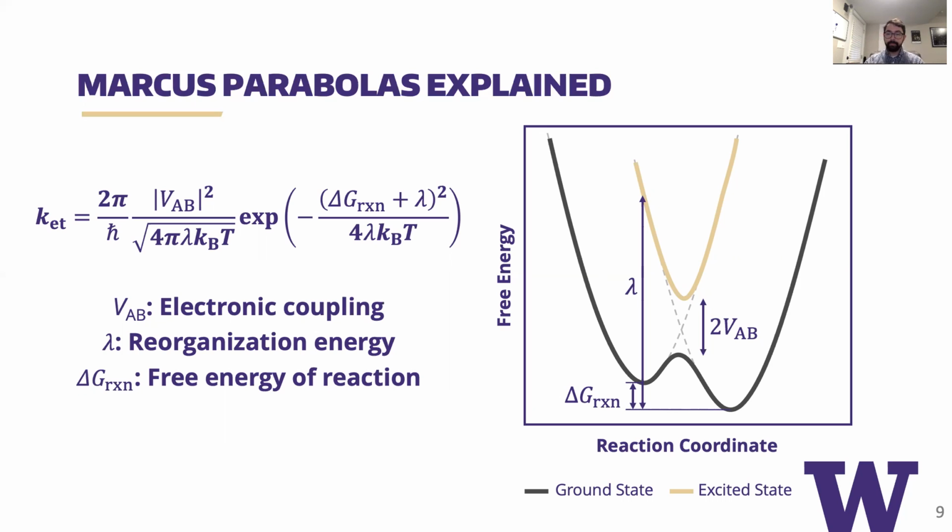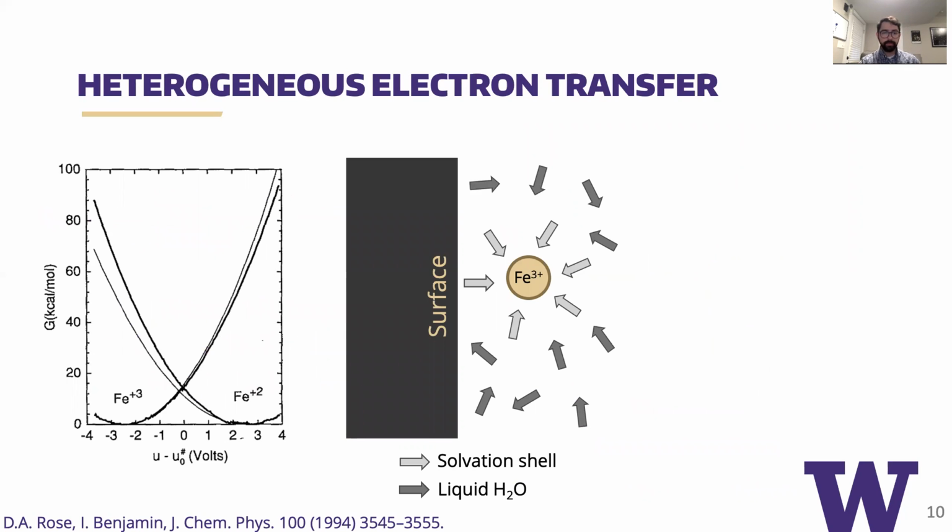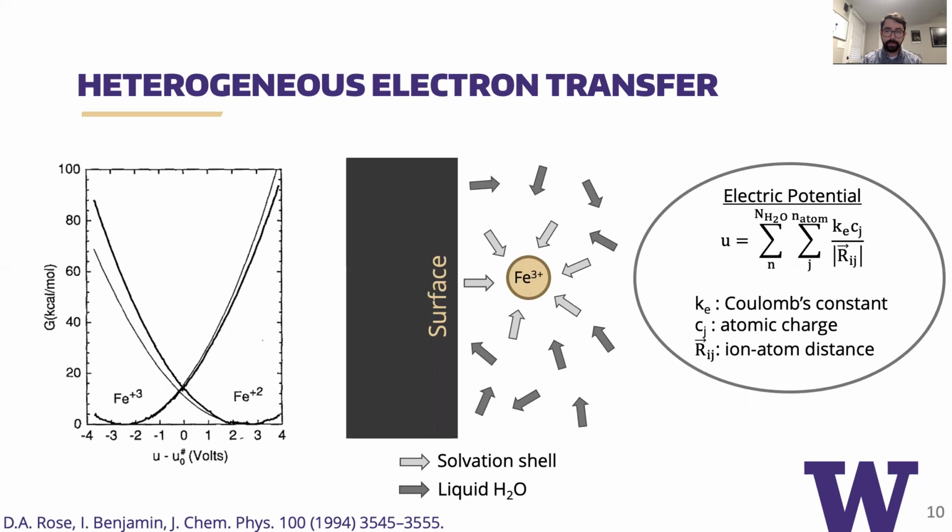Now that you're up to speed with the major aspects of Marcus theory, I'll quickly cover a study from Elon Benjamin's group that inspired a lot of our work. Now, in this study, Rose and Benjamin looked at electron transfer from an electrode to an iron 3 ion in water. And the waters are just denoted here by the gray arrows. Now, on the left, we see the Marcus parabolas that they constructed, where the x-axis is just the electric potential on the acceptor species, or the iron ion. And you see here this U0 term is just a constant shift that forces the crossing point of these parabolas to occur at 0.